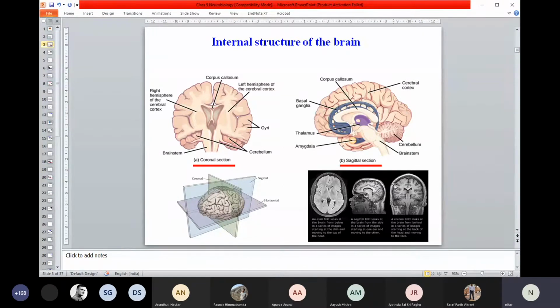And in an MRI brain scan, they actually use all three processes. If you look at the extreme right side, this one is a coronal MRI scan. The middle one is a sagittal MRI scan, and this one is an axial or horizontal MRI scan. And then by doing all three different kinds of scan, you can pinpoint any kind of problem that could be there in your brain.